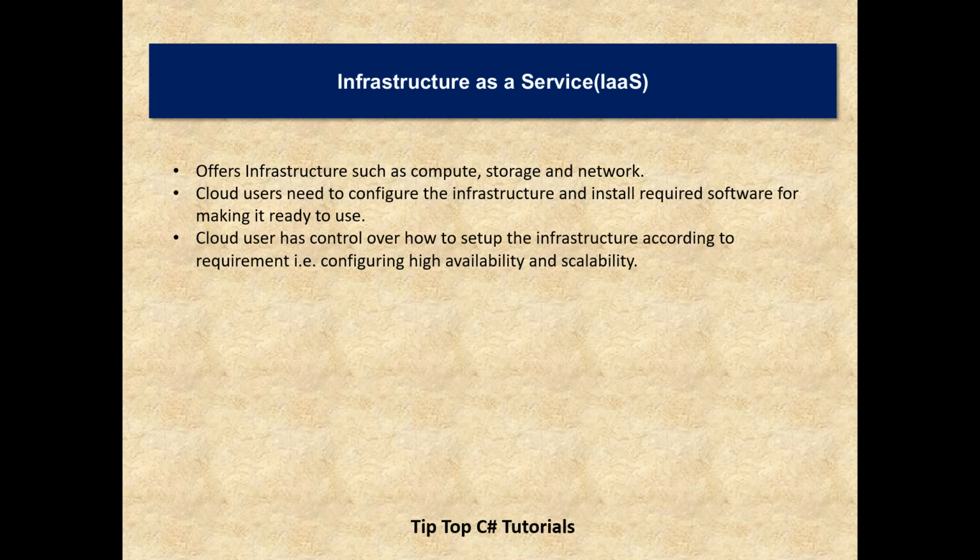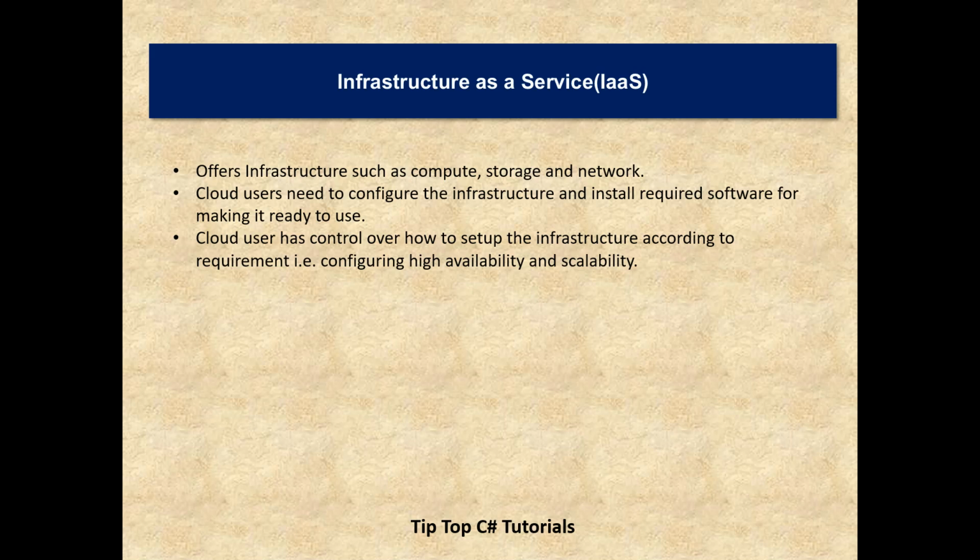Infrastructure as a service. In this service model, the cloud service provider or CSP offers the infrastructure such as compute, storage, and network to the cloud user. The cloud users need to configure the infrastructure and install required software for making it ready to use, meaning that it's not ready to use. You can avail virtual machines, but you are responsible for installing operating systems and drivers, etc.